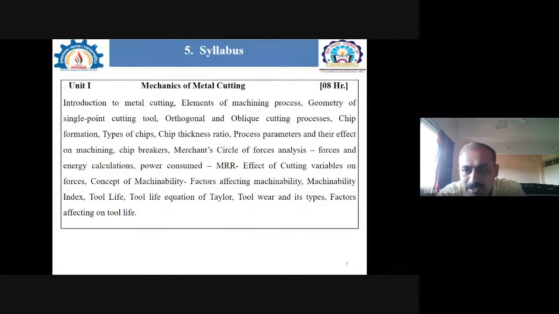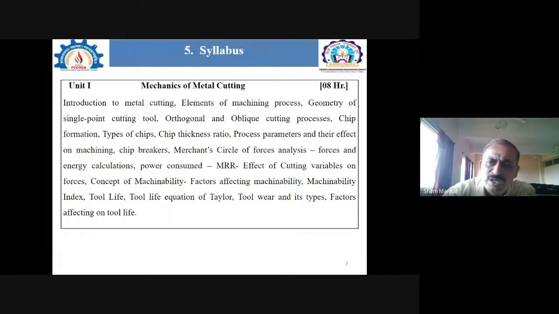Vaibhav Kamble. Yes. Tool life, we can say, as a simple definition, is the time elapsed between two successive grindings of the tool. That is the tool life. Okay. The time elapsed between two successive grindings of the tool, that particular duration, is known as tool life.